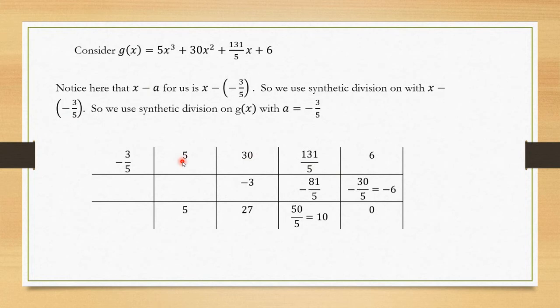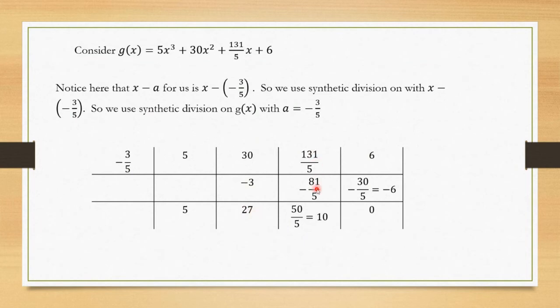So this number 5 comes down. You have minus 3 over 5 times 5. If you do that product, though, the 5's cancel and you get minus 3. Then we add, get 27. We have minus 3 over 5 times 27, and that becomes minus 81 over 5.